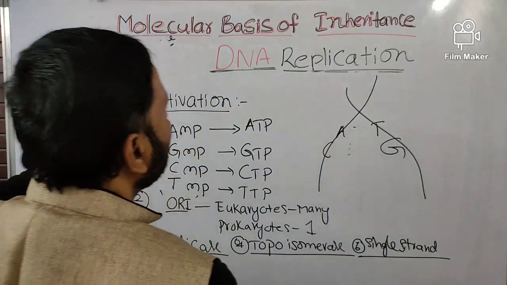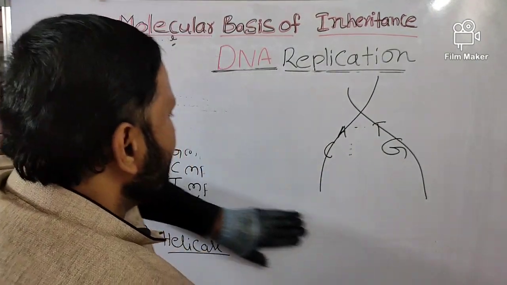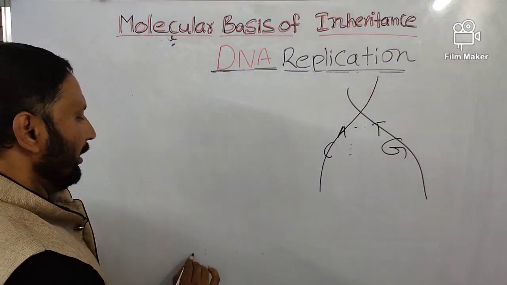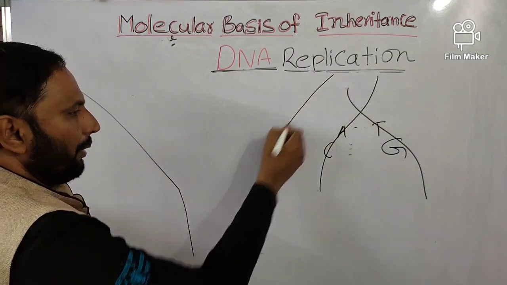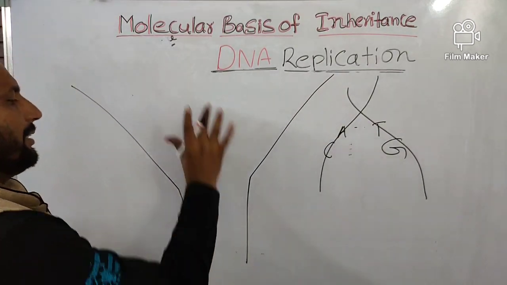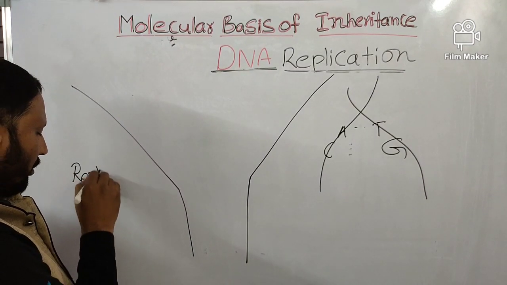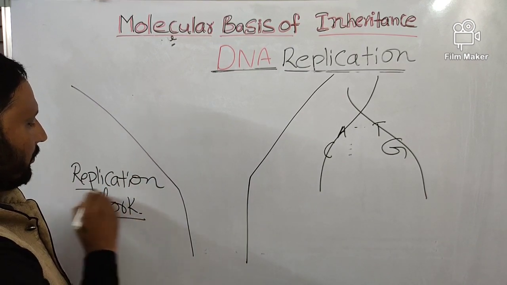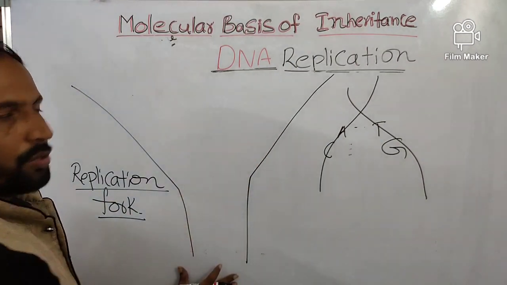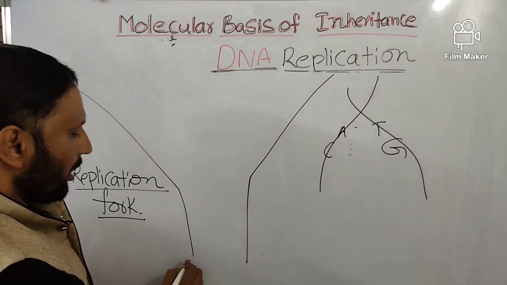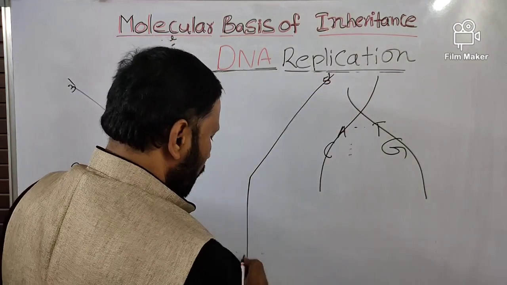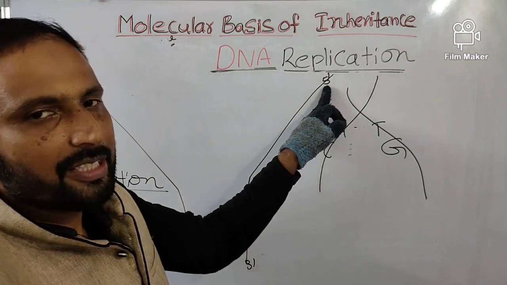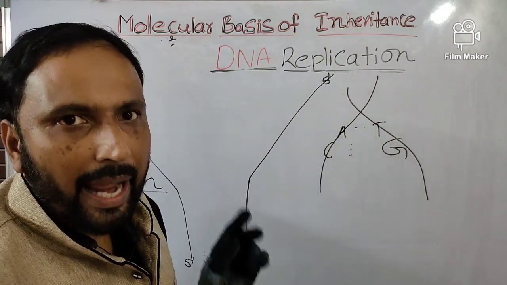Now, because of helicase, the two strands can separate from each other. That is why a replication fork can be formed, as you can observe. This is called the replication fork. Now take these two strands. These two strands are anti-parallel. What is the meaning of anti-parallel? When one starts with the 3 prime end, the other starts with the 5 prime end. So these two strands are anti-parallel.